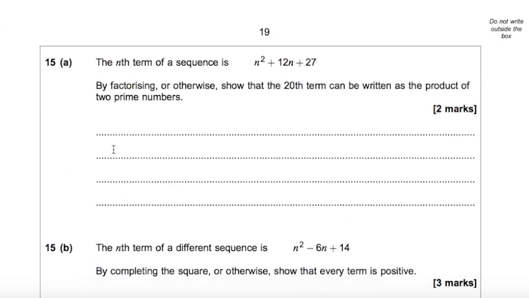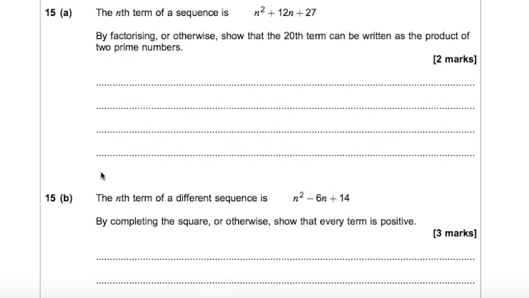Okay. Right, 15a. The nth term of a sequence is n squared plus 12n plus 7. By factorising or otherwise, show that the 20th term can be written as a product of two prime numbers. Right, when they say or otherwise, I wouldn't do or otherwise because they're trying to help you. So let's try and factorise. We want two numbers that multiply together to give 27 and add up to give 12. So I reckon that's 9 and 3.